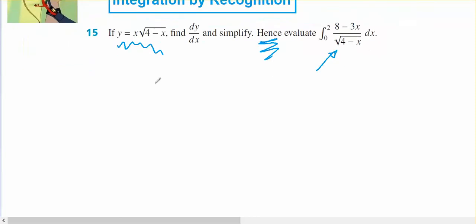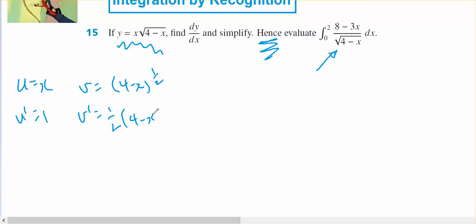Okay, so I need to take the derivative first, and I have our product rule. So u equals x, so u dash equals 1, v equals (4 minus x) to the half. So we have a chain rule happening in here. So v dash will be a half, (4 minus x) to the negative a half, times the derivative of the inside, which is negative 1. So I'm going to add negative a half, (4 minus x) to the negative a half.